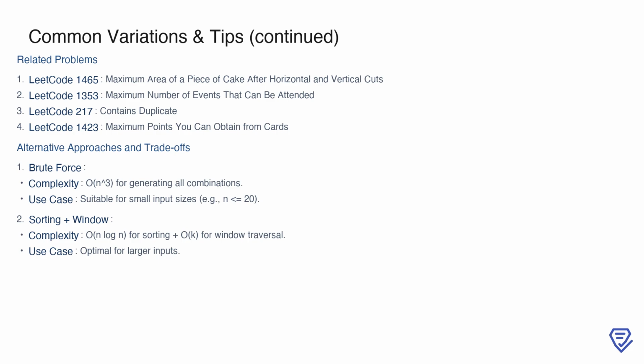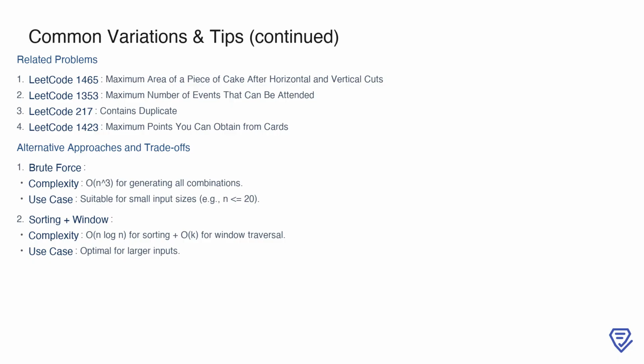To deepen your understanding, it's helpful to recognize related problems that share similar patterns or techniques. For instance, LeetCode 1465, which involves finding the maximum area of a piece of cake after making cuts, or LeetCode 1353, which focuses on maximizing the number of events that can be attended, both require strategic decision-making similar to this problem. Other examples include LeetCode 217, about identifying duplicates, and LeetCode 1423, which deals with maximizing points from cards. Exploring these can broaden your problem-solving toolkit.